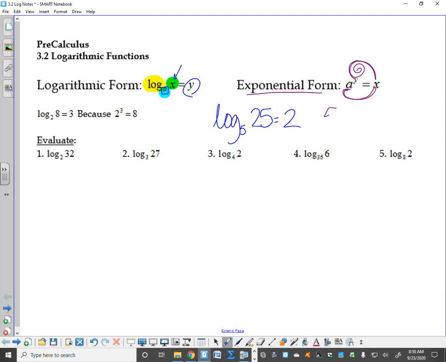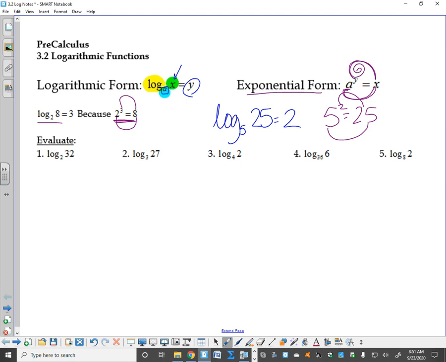So log base 5 of 25 equals 2. All right, look at this one. This is 2 cubed equals 8. So log base 2 of 8 equals 3. So you're sort of going in this almost circle, and we call it snail.